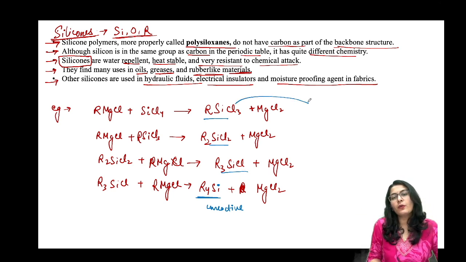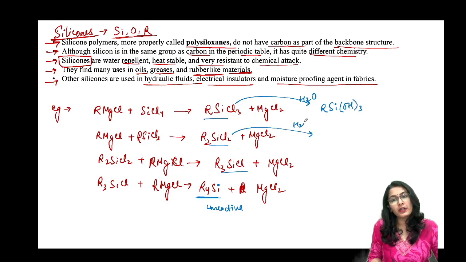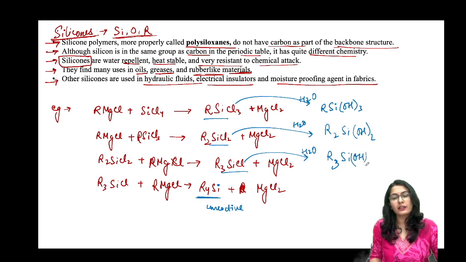Let's say we react this with water. We are reacting this with water. What will happen? It is going to give you hydrolysis and give you 3 OH groups. Again, react this with water. R2SiOH whole 2. Again, water. R3SiOH. Just one single group.